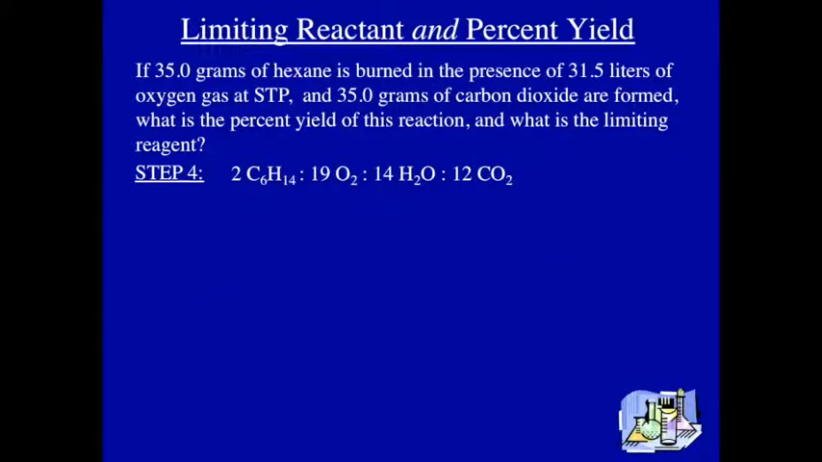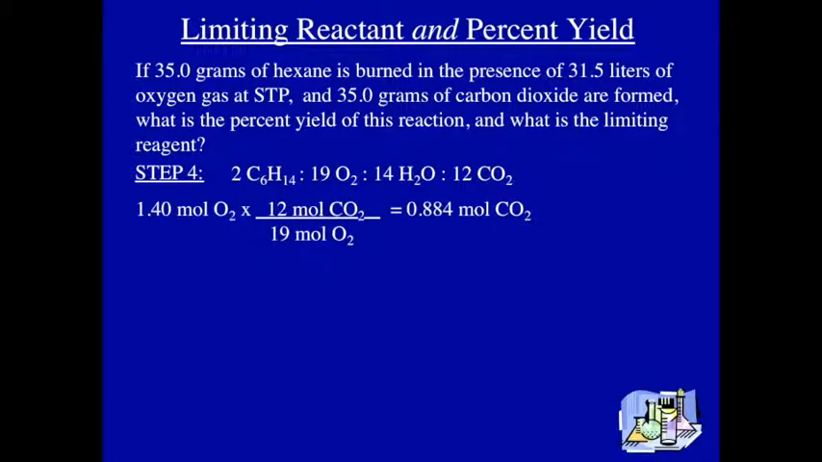Step 4, I still have my mole ratio. I will base the production of CO2 on the amount of oxygen that is consumed. If we're assuming all of the oxygen is consumed, that'd be 1.40 moles of oxygen. I run this back through my mole ratio, so I want to get moles of carbon dioxide. I put that on the top because that's my product I'm looking for. I want oxygen moles on the bottom because I want to cancel out my moles of oxygen. So I do 1.4 times 12 divided by 19. The only units I'm left with are moles of carbon dioxide. I end up with 0.884 moles of carbon dioxide.